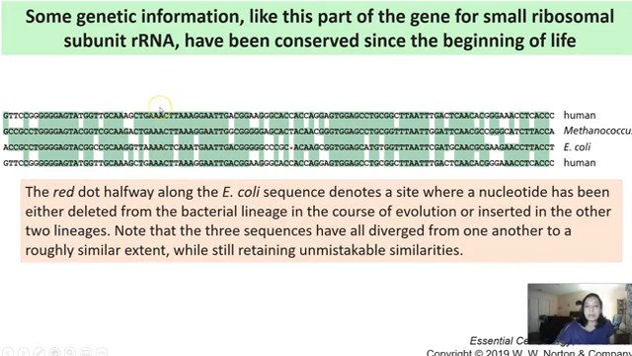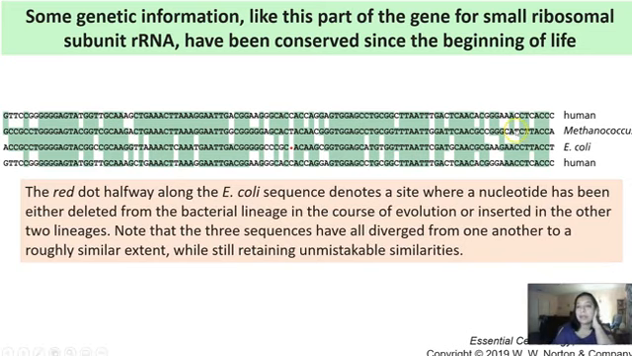Now, regardless of this, some genetic information, some particular sequences are so critical that they are conserved all through the life forms, from simple bacteria all the way to humans, everything in between. So here you have an example of something like that in the shape of the gene for a small ribosomal subunit RNA, which is conserved from the beginning of life all the way through now.